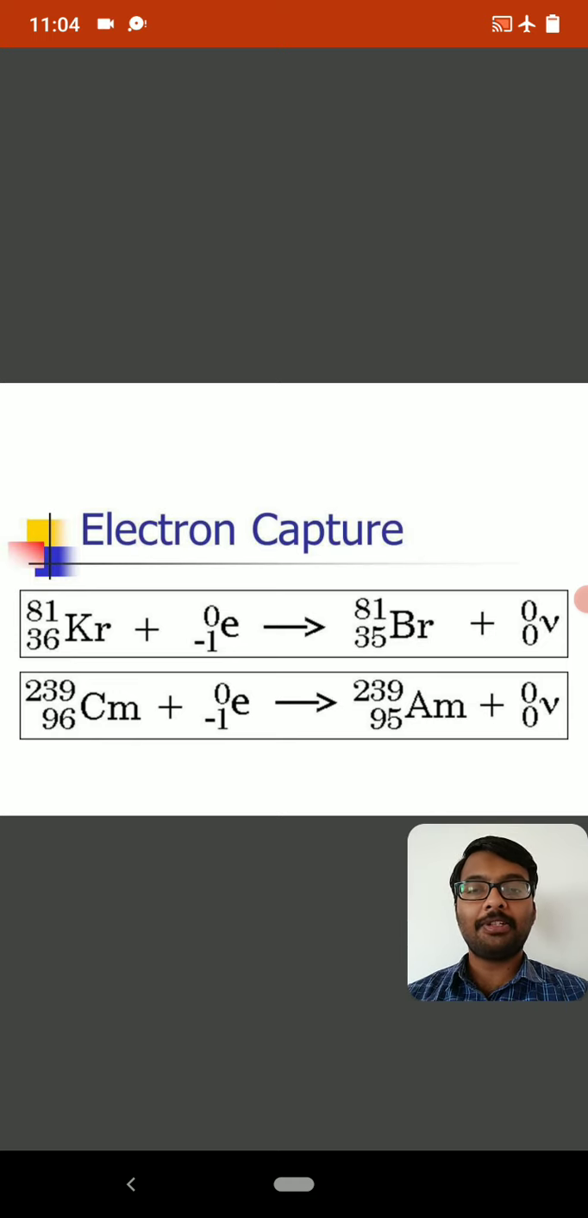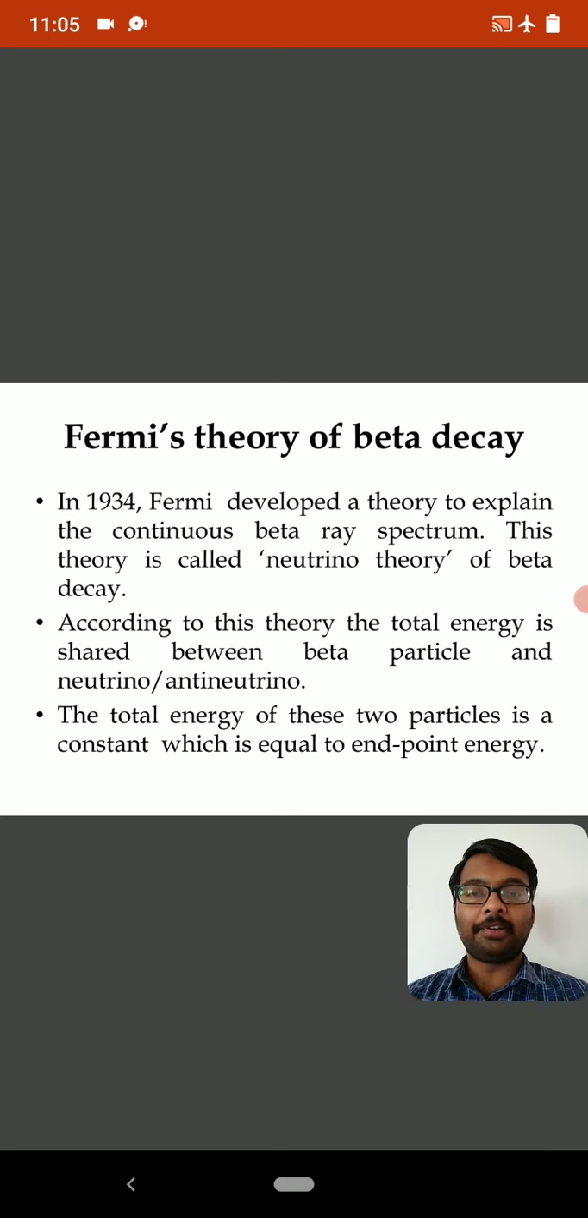One is beta minus decay, beta plus decay, and the electron capture. So in all these three processes, along with the negatively charged particle and the positively charged particle, some elementary particles such as neutrinos and antineutrinos are emitted. So why is this neutrino or antineutrino emitted in this process? So we will discuss here.